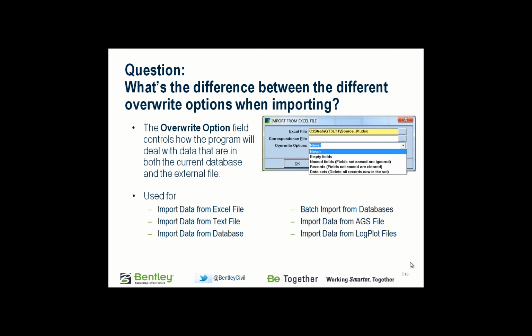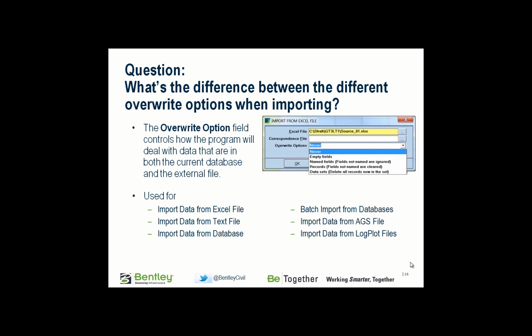So going back to the override option field as shown in the dialog box on the slide, it controls how the program will deal with data that are in both the current database and the external file. The current database we can call the target file, and the external file we can call the source file. So data import is used for importing data from different file formats and different operations.